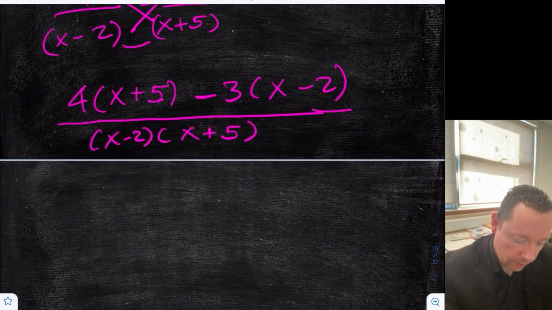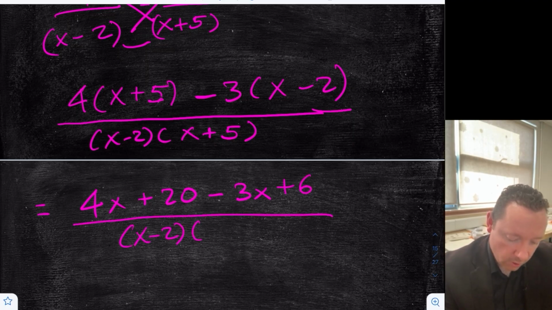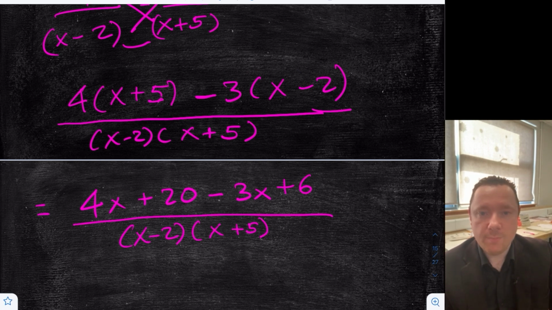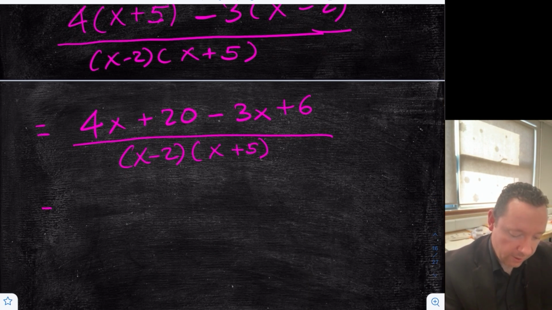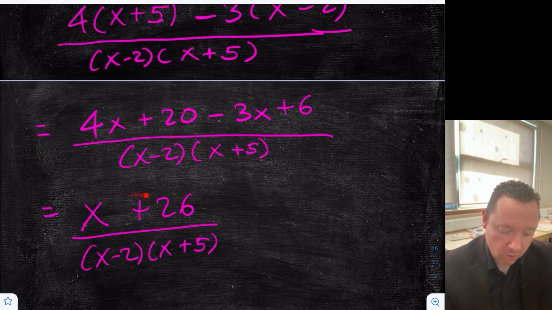So expanding the top, we get 4x plus 20, 4 times 5, minus 3x, and watch the minus times a minus, that gives you plus 6. And we've still got our x minus 2, x plus 5. There's no need to expand the bottom. So that gives you 4x minus 3x is 1x, 20 plus 6 is 26, over x minus 2, x plus 5. And just double check, once you've done this, can you factorise that? No, you can't, so you can't simplify any further. There's nothing else you can do.